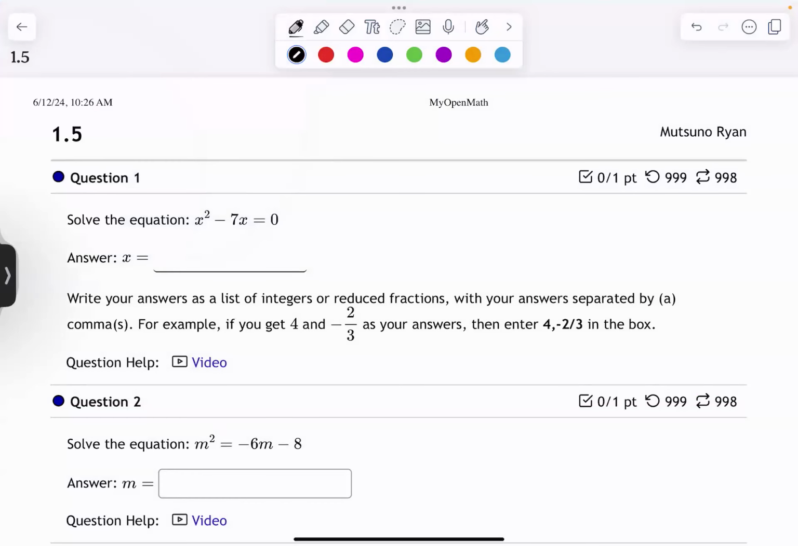Hello, everyone. Welcome back. This is business calculus, section 1.5, and we're going to be solving quadratic equations.